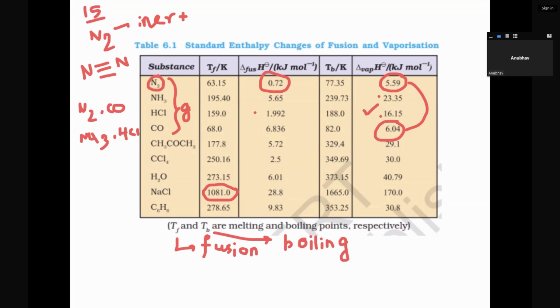Now, next in line, we have three liquids: acetone, carbon tetrachloride, and water.